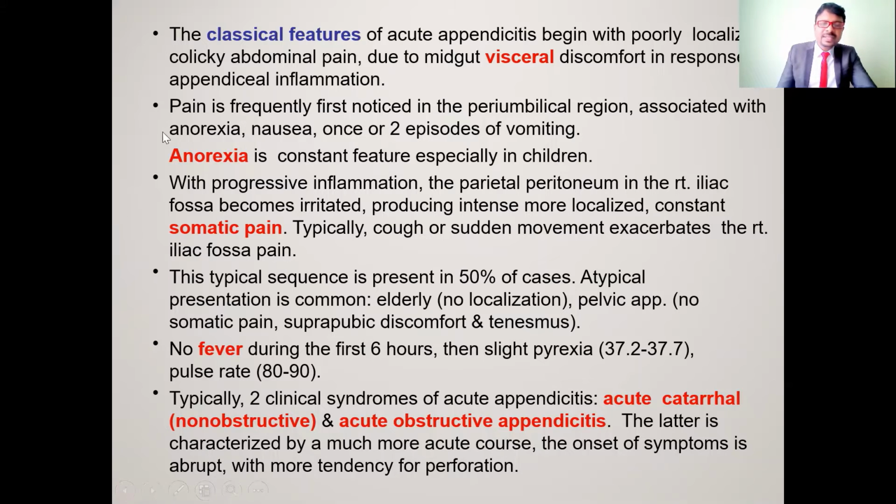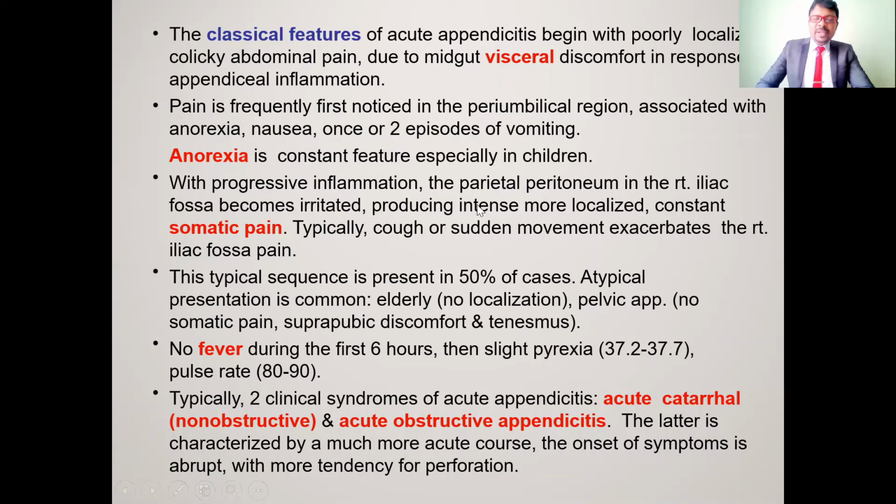Next, anorexia is commonly seen and is a constant feature, especially in children. They are unable to take food, because of the distension of the stomach, and they also feel tightness and spasm in the abdominal region. They may get severe abdominal pain. Because of these complications they are unable to take food, which may lead to weight loss.